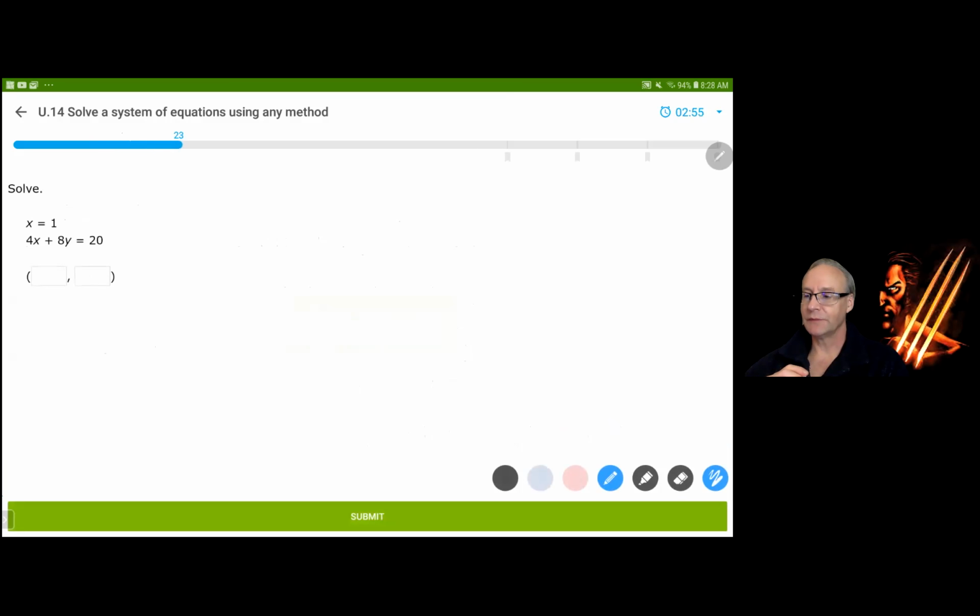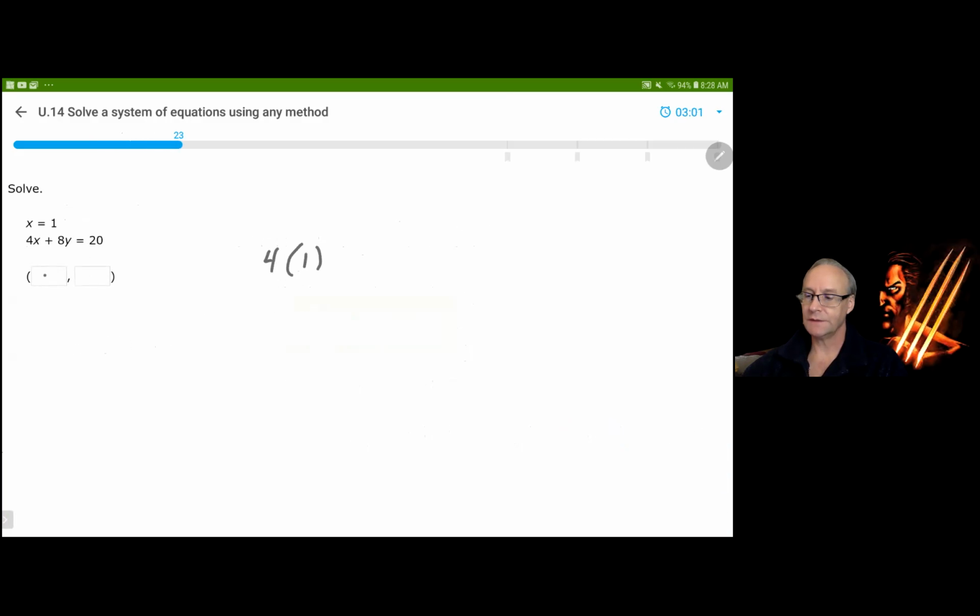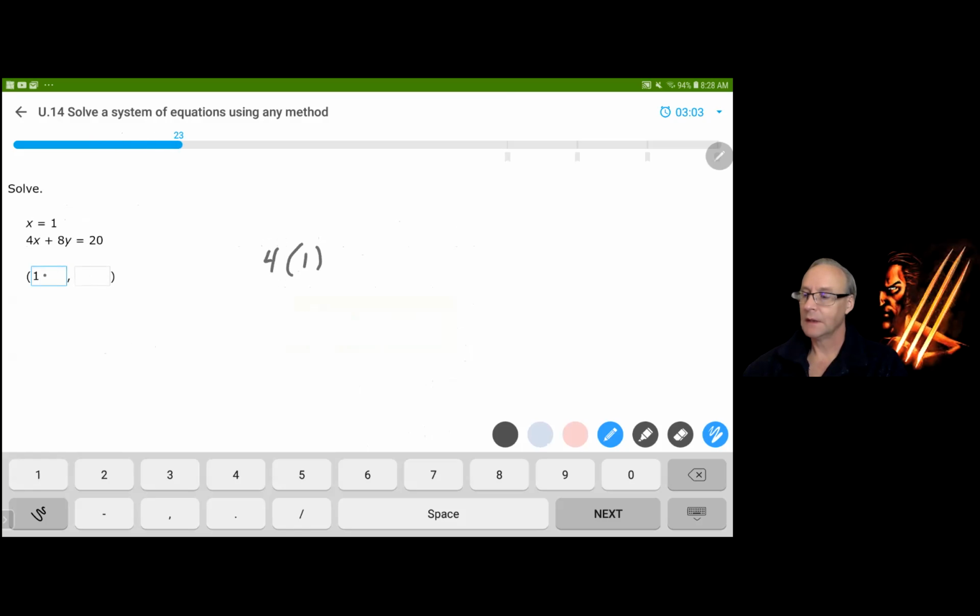So we were using substitution. And again, we're going to substitute. This time we're going to substitute for x. Now be careful. This time the x is 1, isn't it? Plus 8y is equal to 20. And we're going to subtract the 4. We're going to get 16. And then we're going to divide by 8. We get y equal to 2.